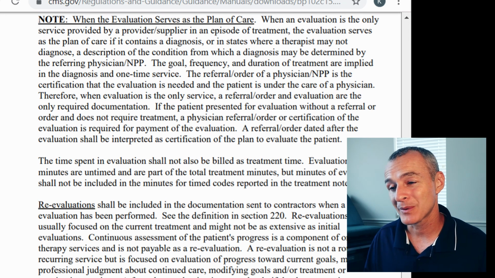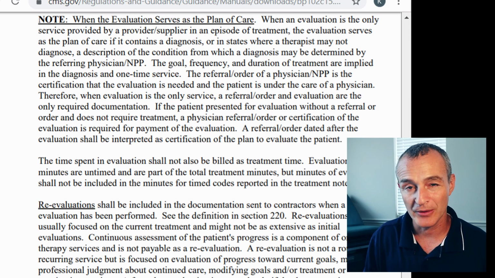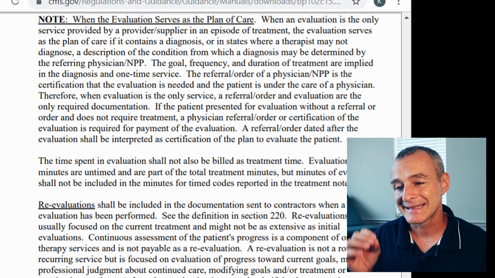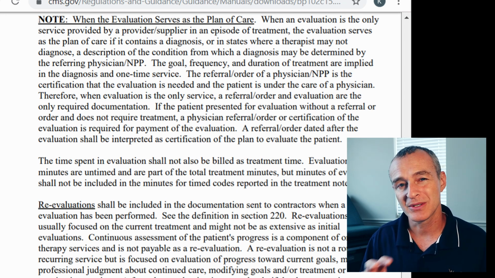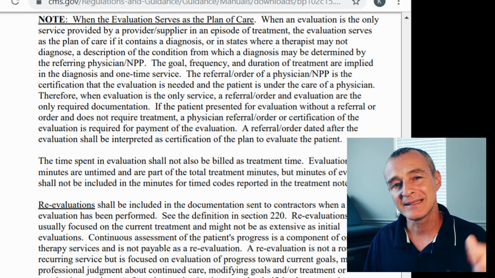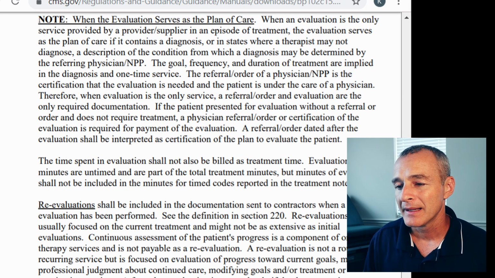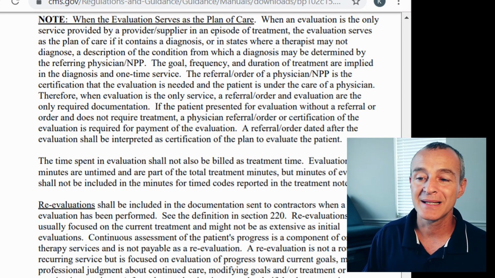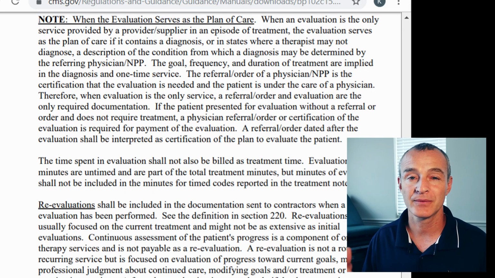Now, if the patient presents without a referral and does not require treatment, so you're still only doing the evaluation, but they don't have a physician referral, the physician referral or certification of the evaluation is required for payment. So now you have two options.